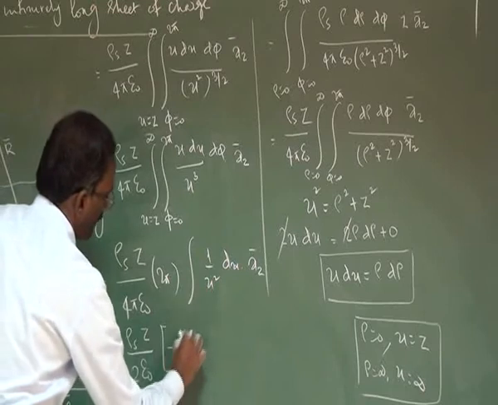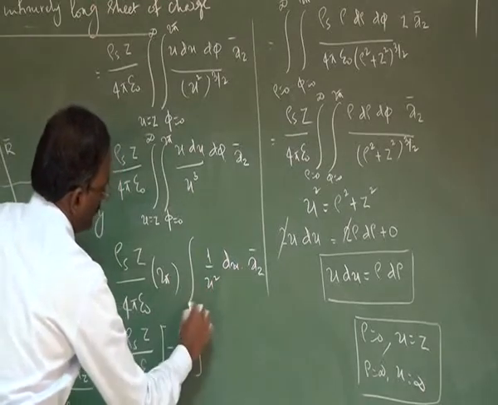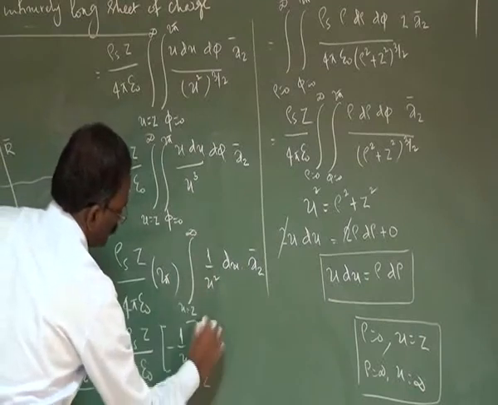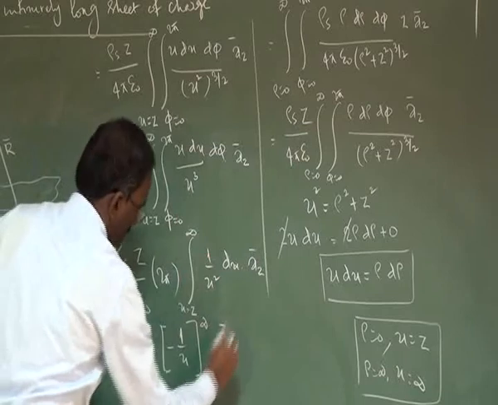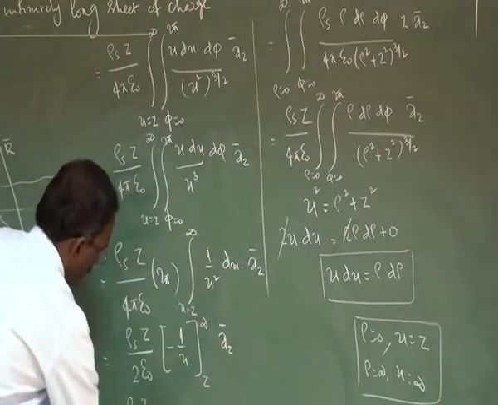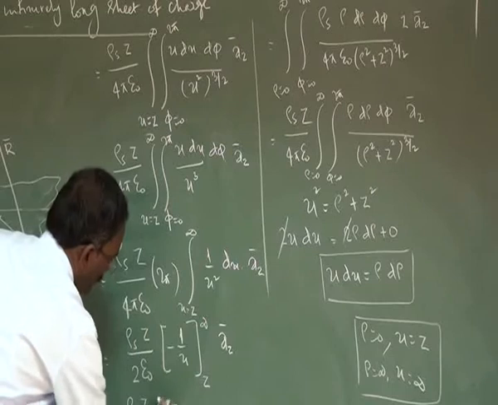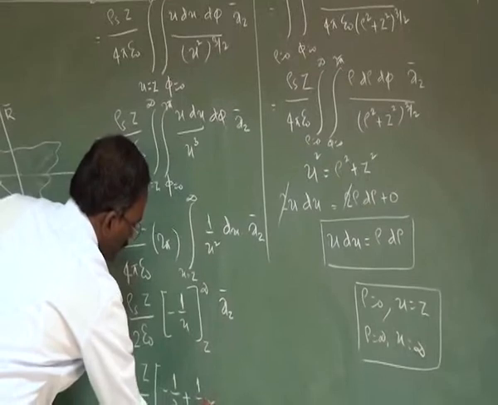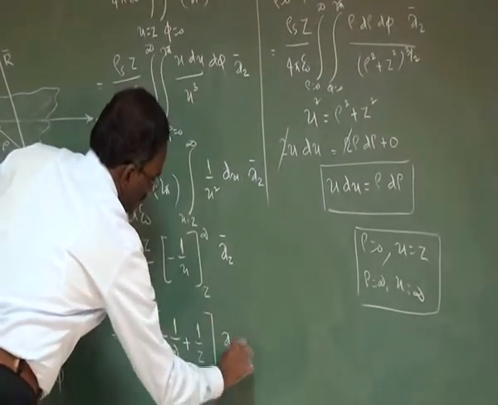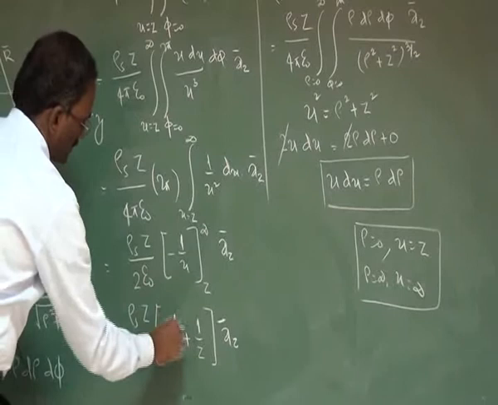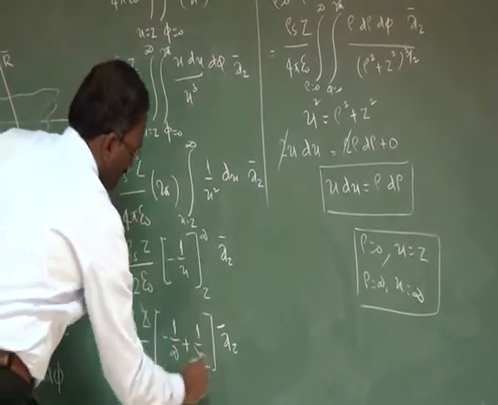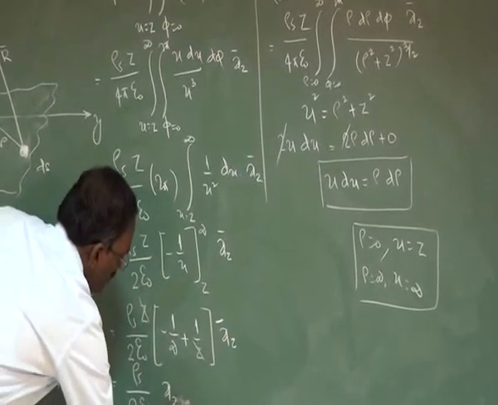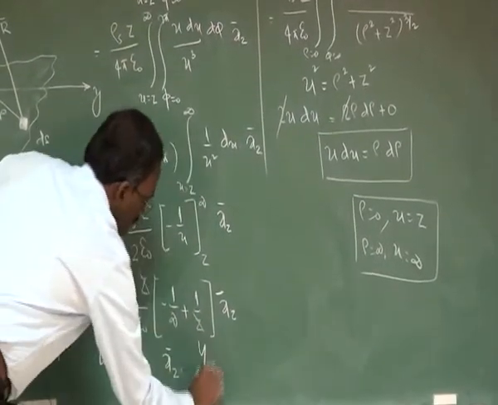If you integrate it, minus 1 by u. Limits are u is equal to z to infinity, a z bar. Rho s z divided by 2 epsilon o, minus 1 by infinity, minus of minus is plus, so plus 1 by z, a z bar. This is 0, this is 1 by z, z and z will get cancelled. So the final result is rho s divided by 2 epsilon o a z bar, volts per meter.